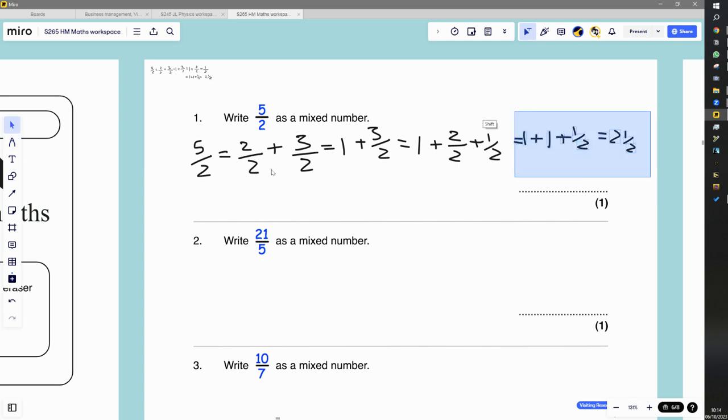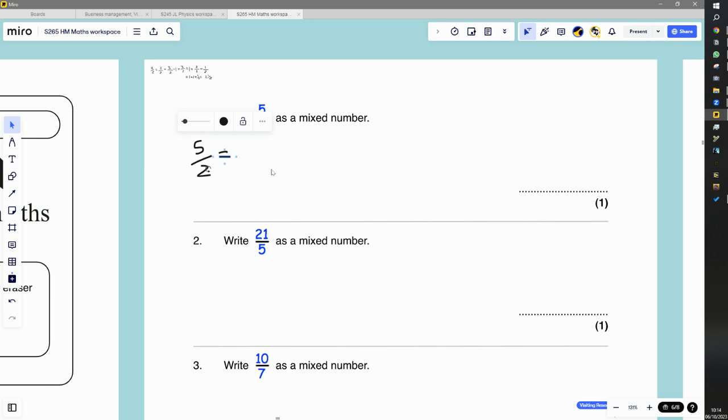So a quicker way to get to the same answer is to make the first chunk bigger. So instead, if I chose 4 over 2, that would end up being 2. Then the remaining 1 over 2 would give me 2 plus a half, which is 2 and a half. Okay, so look for the largest number that, when you divide it, gives a whole number.